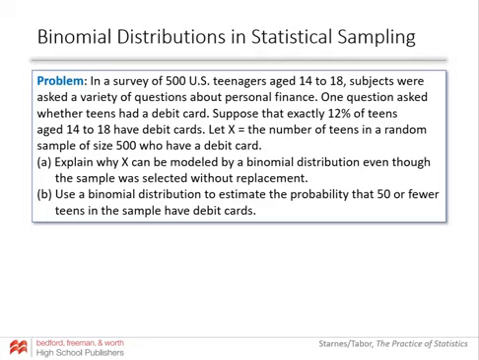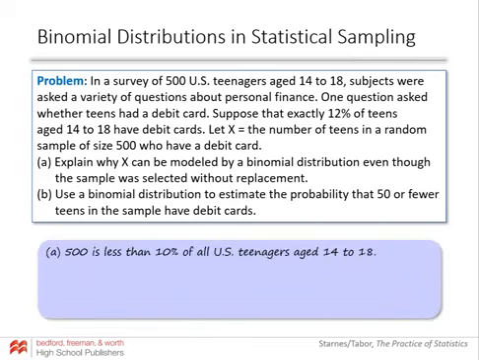So we'll look at an example. We have a survey of 500 US teenagers, and we want to know if they have a debit card, and X is the number of teens in a random sample of 500 who have a debit card. All right. If we're sampling 500 teenagers, it's pretty safe to say that that's less than 10% of all of the teenagers in the United States. So we can use a binomial distribution here.